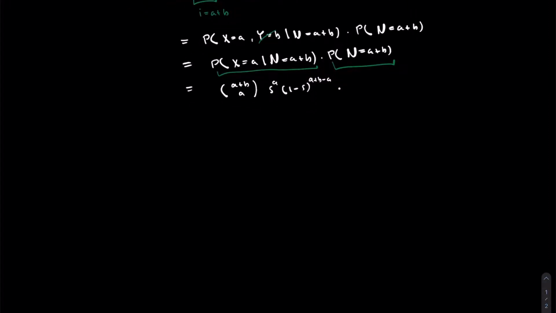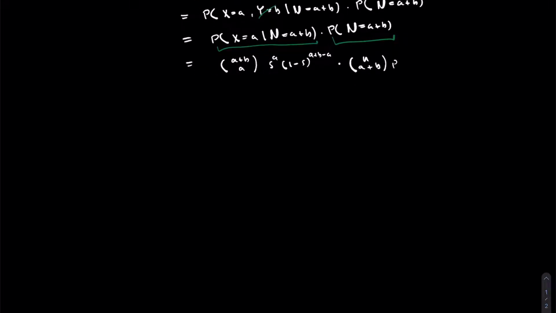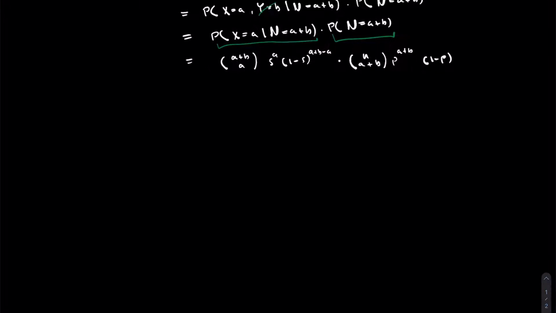This is multiplied by the marginal of n, which we know is binomial. From n we choose a plus b, and the probability of hatching is p to the a plus b, and not hatching is 1 minus p to the n minus a plus b, like so.